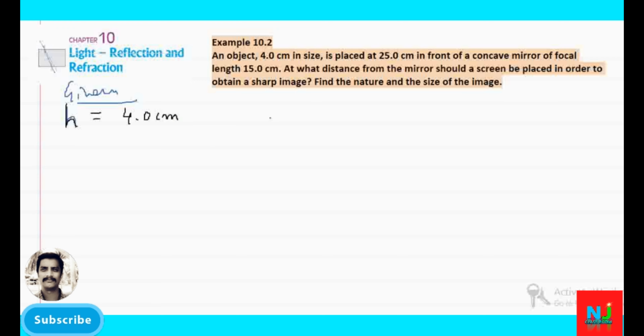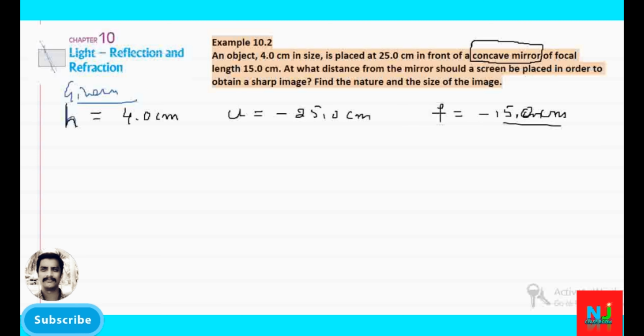4.0 centimeter. Place it 25 centimeter in front of a concave mirror. What type of mirror are we using here? Concave mirror. Already in the first problem itself we know how the image is formed in the case of the concave mirror. So 25 centimeter is what is called the object distance. It is equal to minus 25.0 centimeter in front of a concave mirror of focal length. Focal length is also given. It is equal to minus 15.0 centimeter. This is the given focal length.